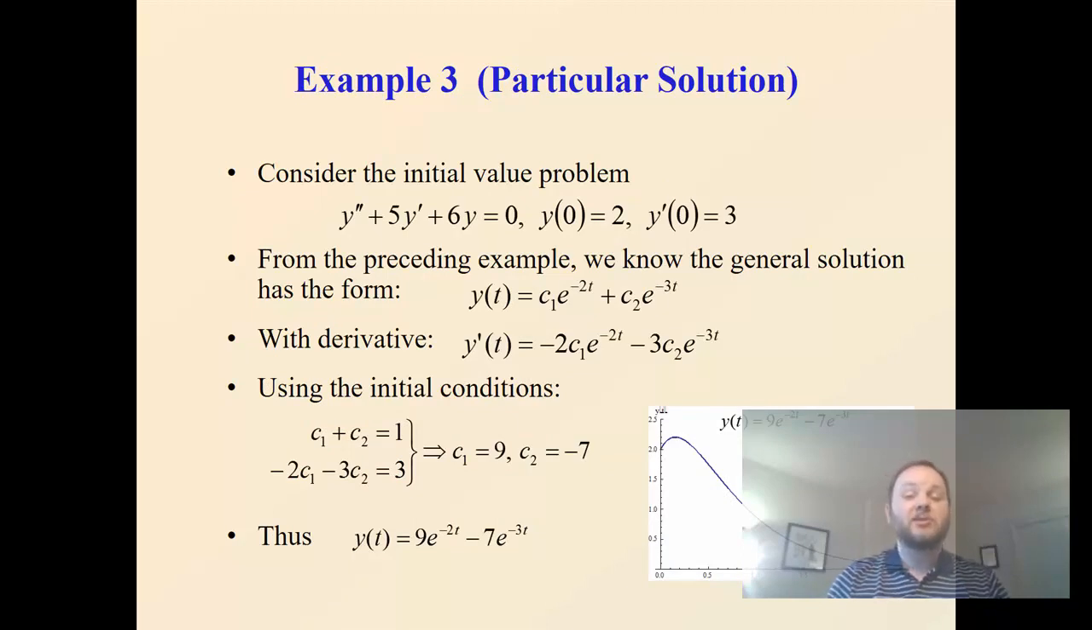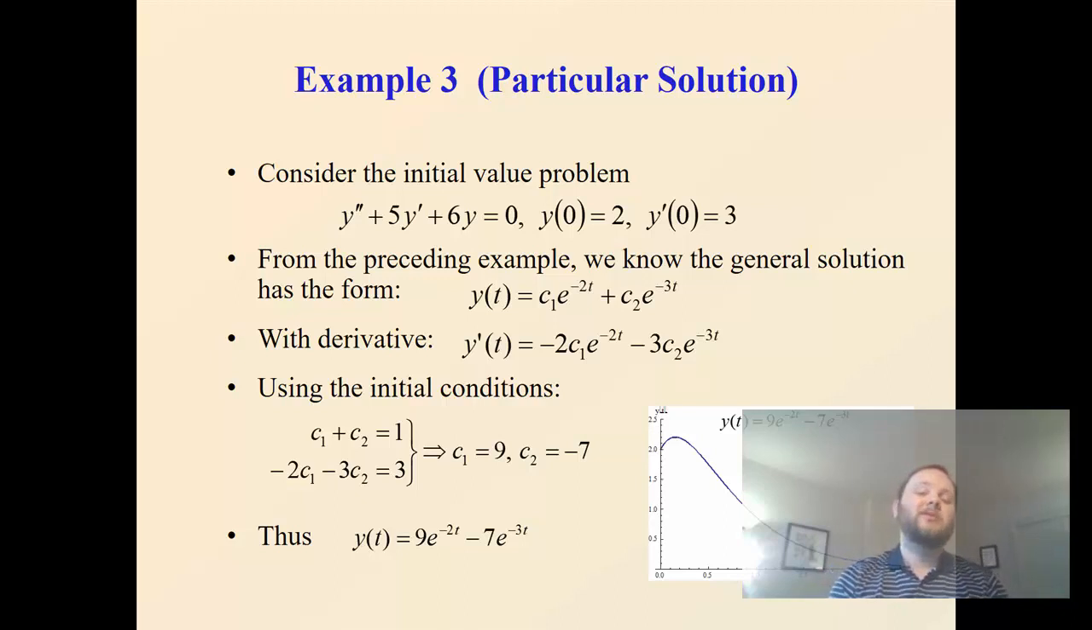If I had initial conditions of y of 0 is equal to 2 and y prime of 0 is equal to 3, these would be known before I started the problem, by the way. Then, by taking the derivative of y, notice below, I could plug in initial conditions and determine C1 and C2.